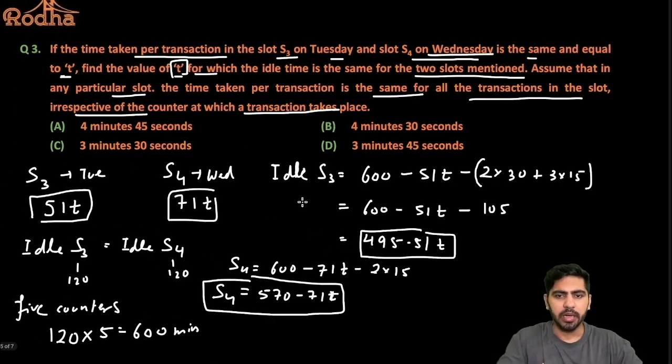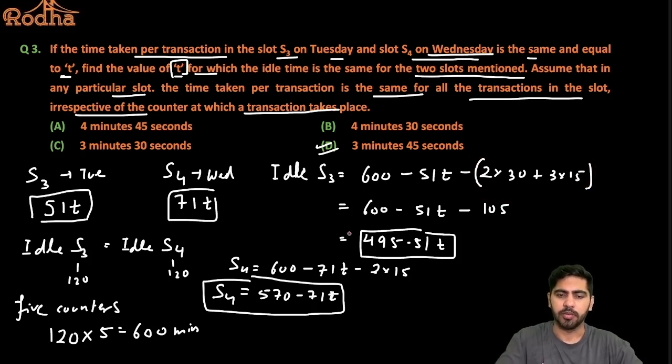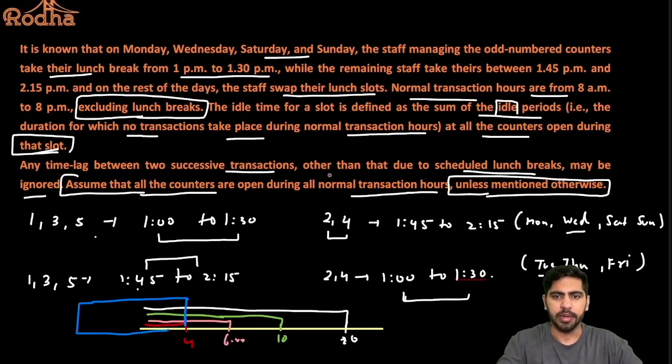So again, a lot of things here where chances are of making a silly mistake, which is not considering the lunchtime. People might tend to miss this because this also has to be removed. So idle time is the time which excludes the lunchtime, because it was clearly mentioned in the question. If you go back here, it says the idle time is defined as the sum of idle periods, that is the duration for which no transaction takes place during the normal transaction hour when all the counters are open during that slot. So the counters have to be open, it's during the normal transaction hour, and it is exclusive of the lunch break. So I need to remove that time also.